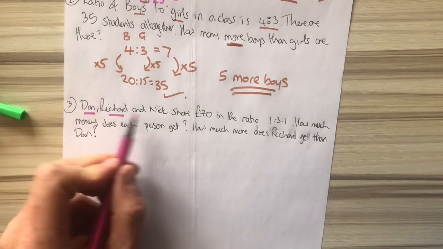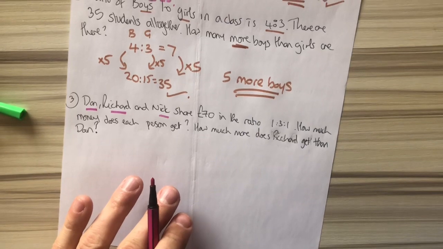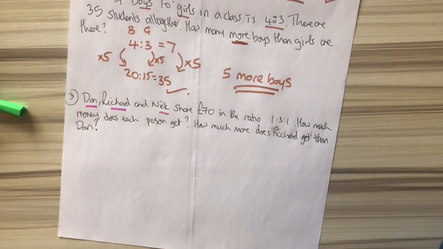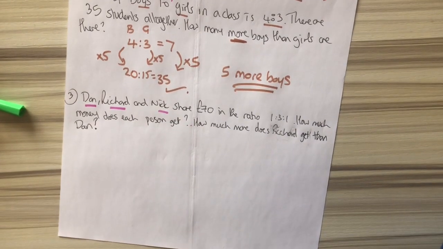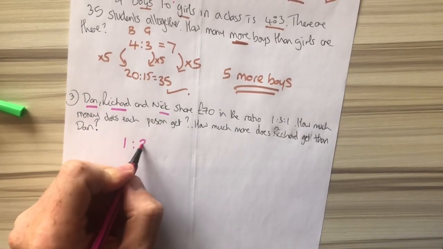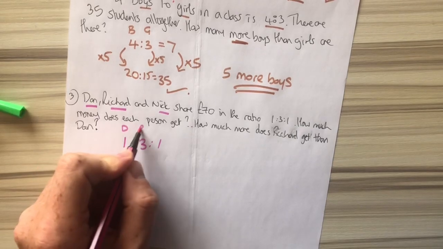Dan, Richard and Nick share £70 in the ratio 1 to 3 to 1. How much money does each person get? Right, I'll stop there and do this question. So it's 1 to 3 to 1. That's Dan, Richard, Nick.